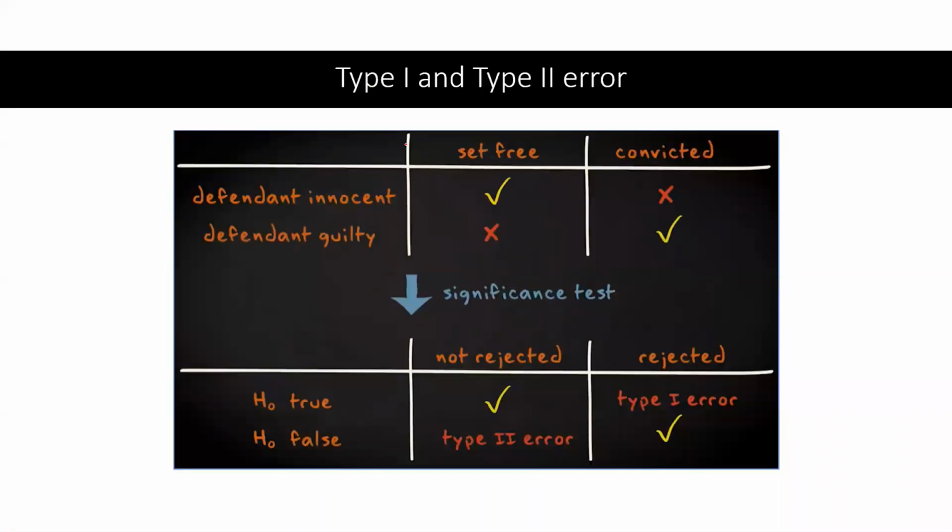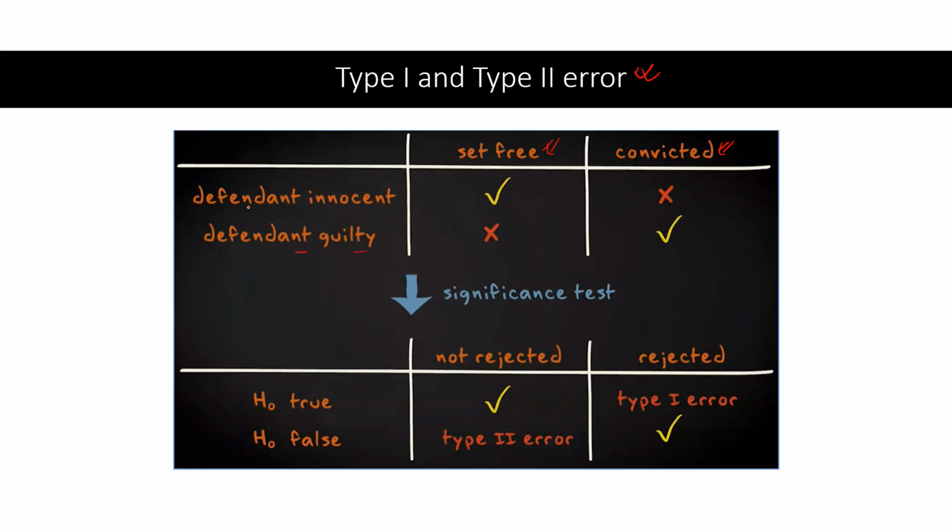Another thing is type 1 and type 2 error. What do type 1 and type 2 error mean? Suppose, for example, a defendant is innocent and he has been set free. So the accused is innocent and he is set free, he got approval that he can go home. But if the defendant is guilty and he is convicted because he is guilty, right?